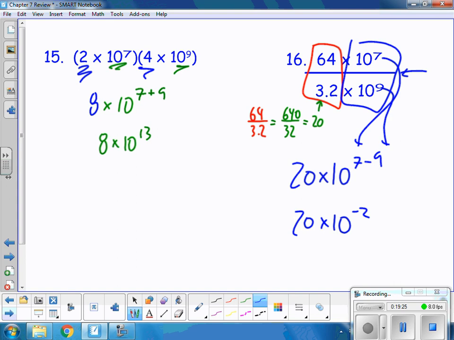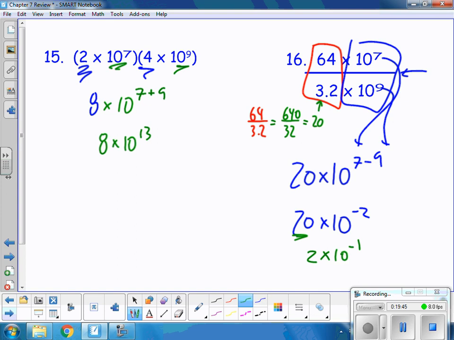Now if I do want this in scientific notation, I need my first number here to be between 1 and 10, so I'm going to move my decimal over one place, so it ends up being 2 times 10, and I have to compensate my exponent.